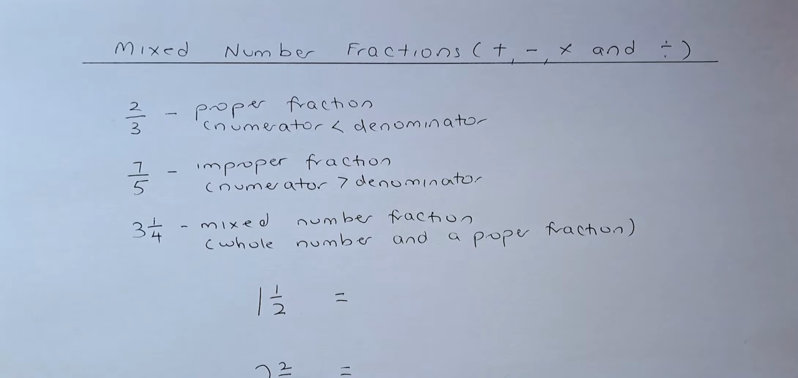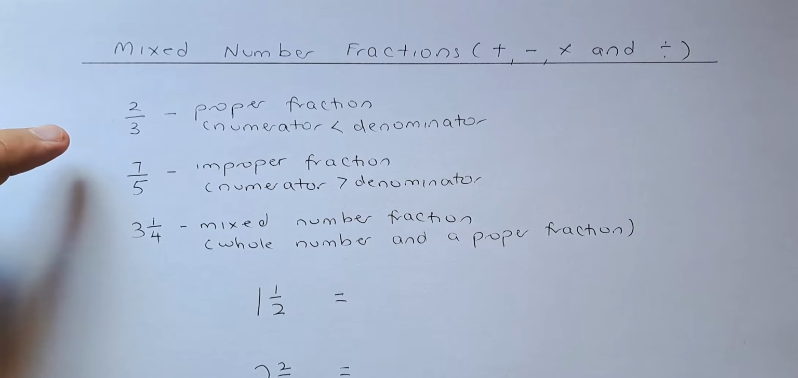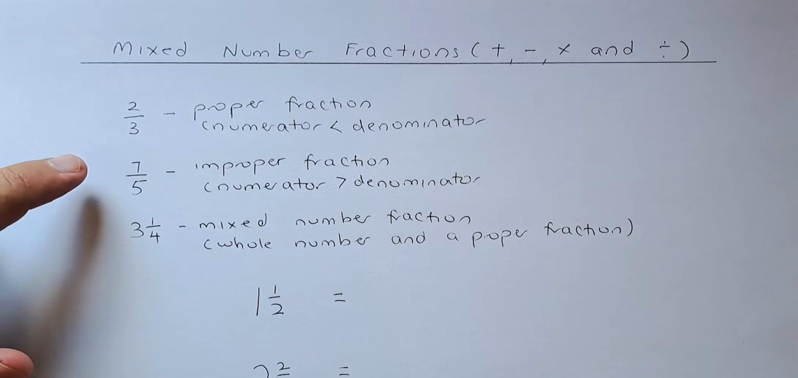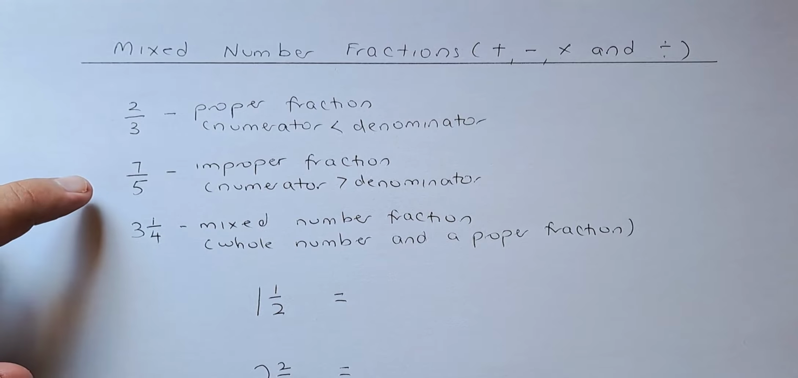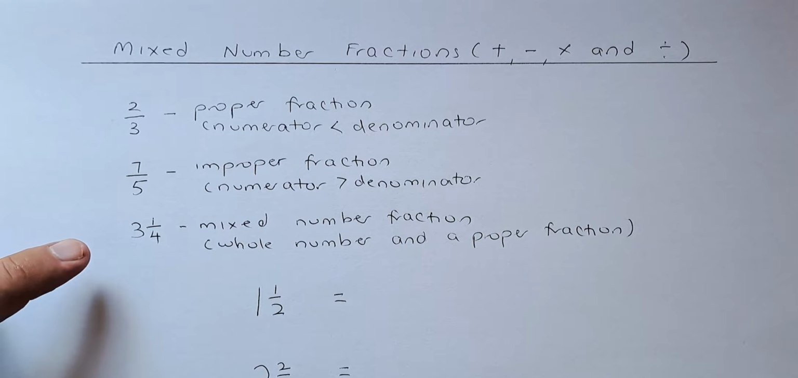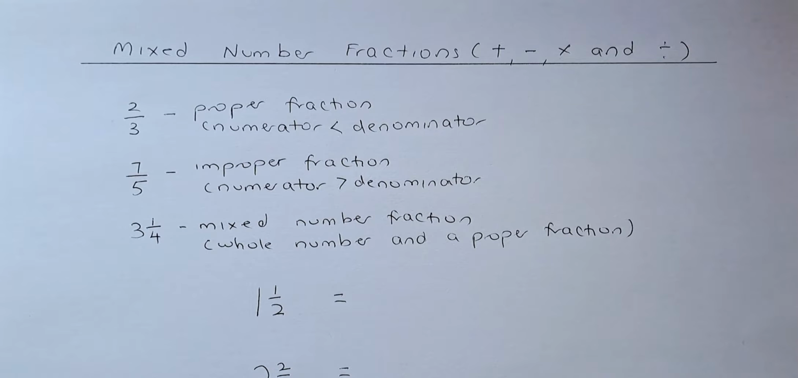So for example, we need to first identify the different types of fractions. 2/3 is a proper fraction. It means that the numerator is smaller than the denominator. If it is the other way around, if the numerator is bigger than the denominator, then it is called an improper fraction. And if you have a whole number and a proper fraction, then it is called a mixed number fraction.